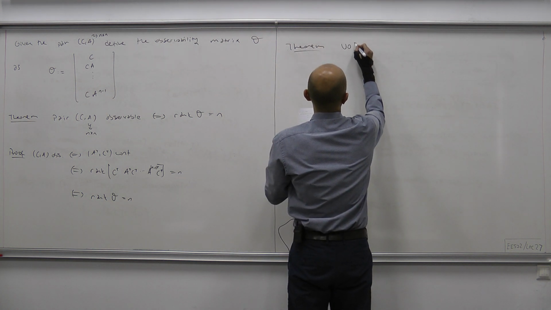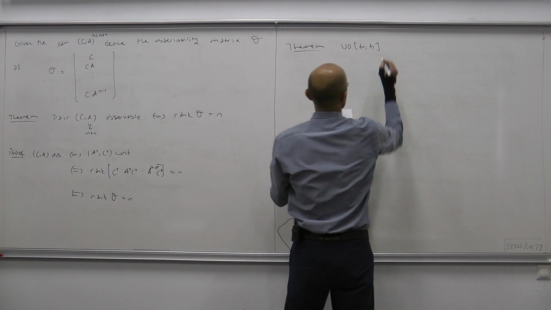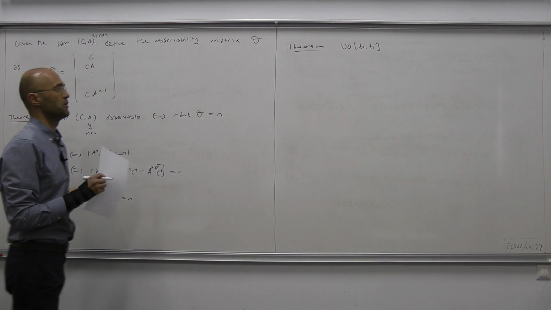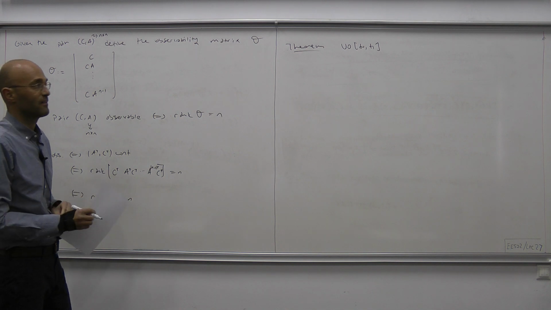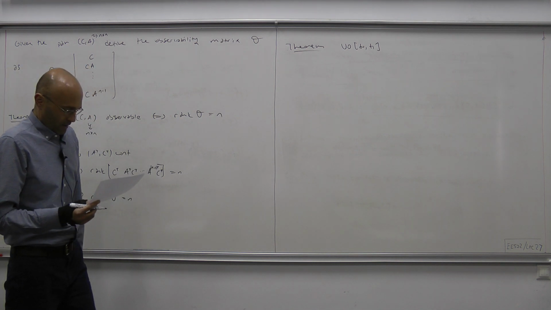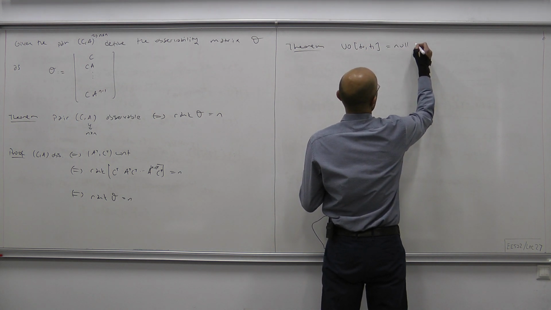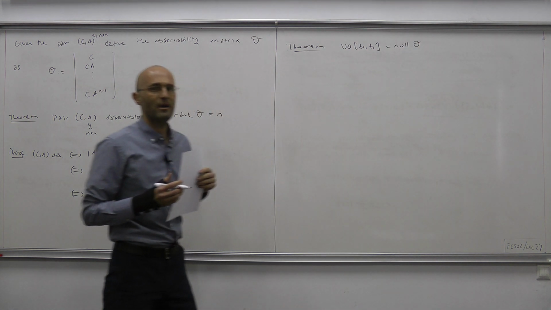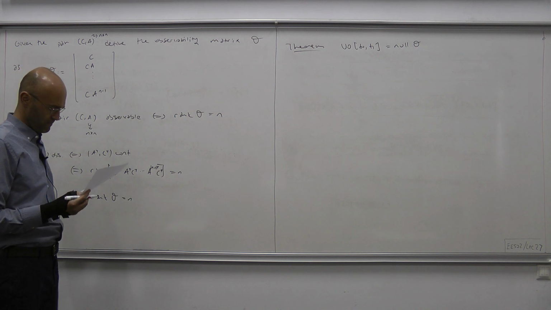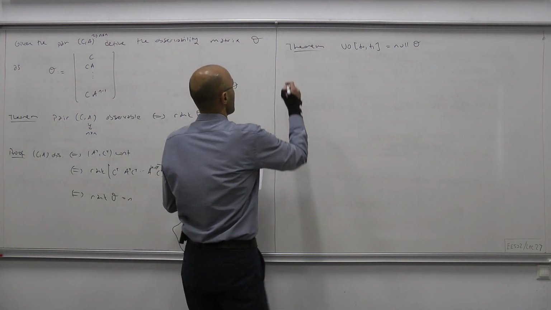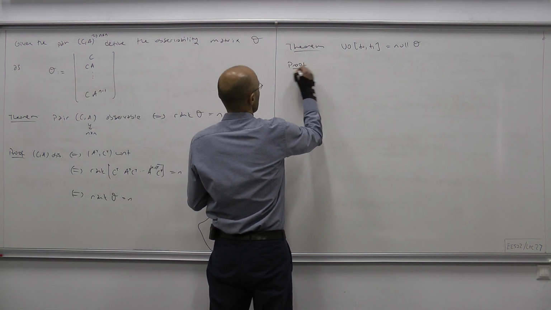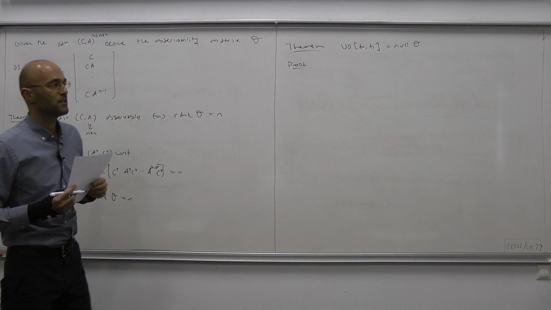The unobservable subspace for a given interval t0, t1, where we're talking about an LTI system, turns out to equal the null space of the observability matrix. Now let's prove this important equality.